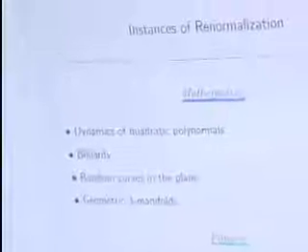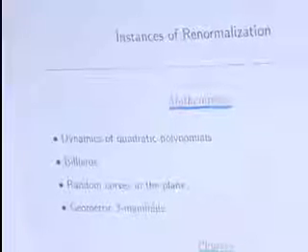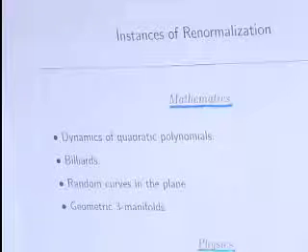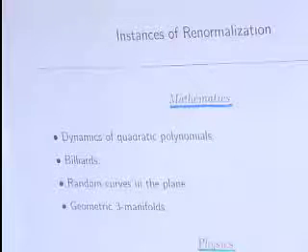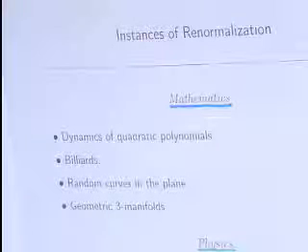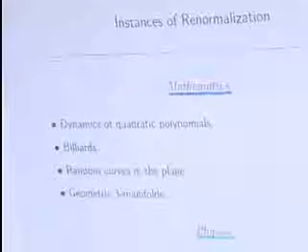So renormalization really has its strongest roots in physics, especially quantum field theory, but it has many reflections in mathematics, especially in dynamics and geometry, and that's what I'm going to talk about today. So I'm going to focus on four mathematical settings in which renormalization appears. One is the dynamics of quadratic polynomials. The second is the theory of billiards in a plane polygon, and then a discussion of random curves in the plane, and finally some applications to the geometry of three manifolds.